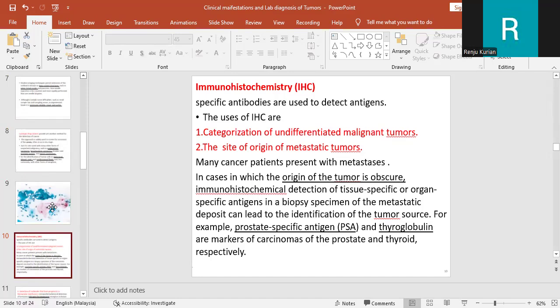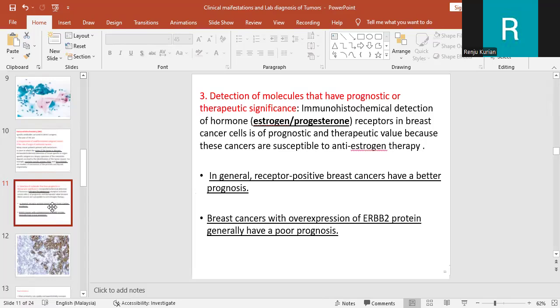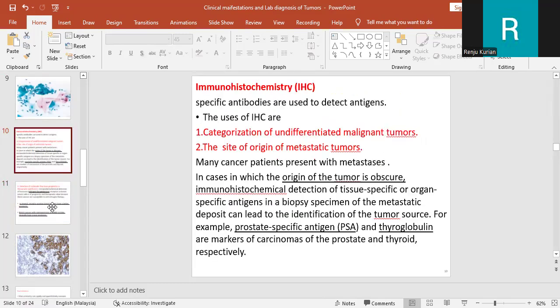The three important uses of immunohistochemistry include categorization of undifferentiated malignant tumors, to identify the site of origin of metastatic tumors, and for detection of molecules having prognostic and therapeutic significance. Coming to the first use, that is for categorization of undifferentiated malignant tumors, we use five immunohistochemical markers, which include LCA, S100, CK, desmin, and vimentin.